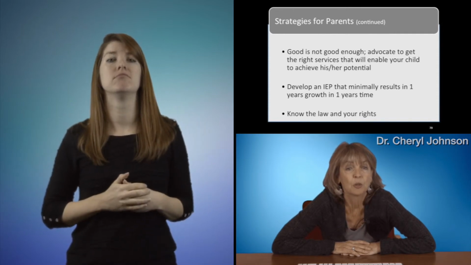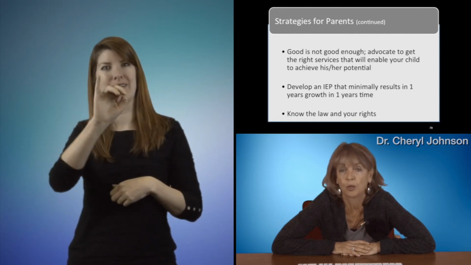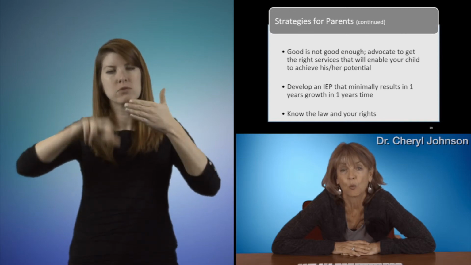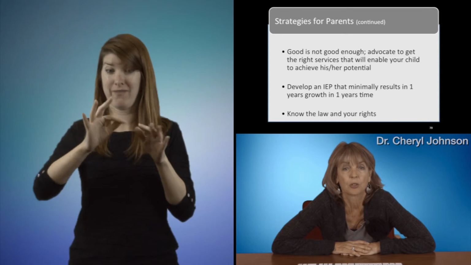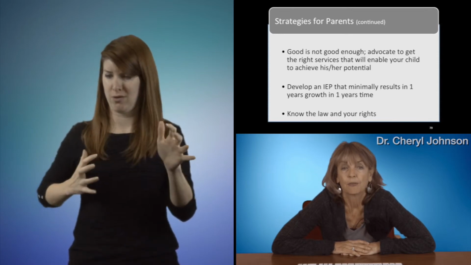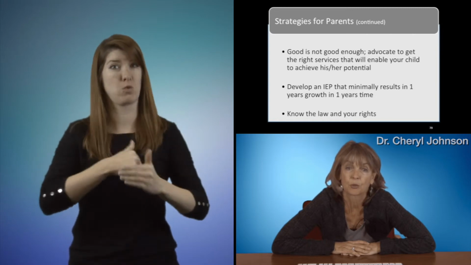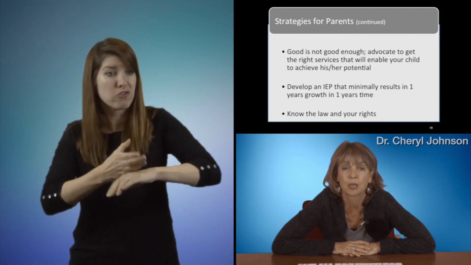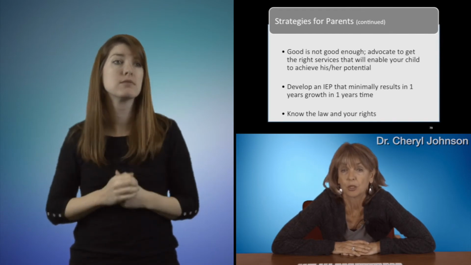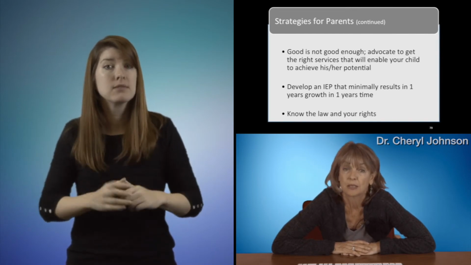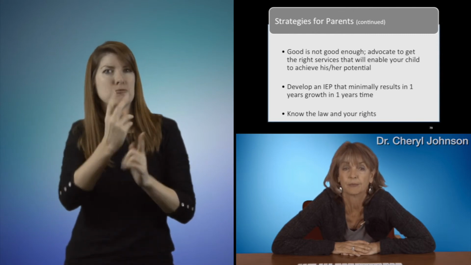When they transition, we want to develop an IEP that minimally results in 1 year's growth in 1 year's time. We really don't want gaps to develop, because once they do, those gaps are hard to close. So if the child is not making the progress that we expected that meets that 1 year's growth in 1 year's period of time, we may need to adjust services. We may need to do some additional assessment. We need to sit down and make some decisions about why not. Why aren't we seeing the growth that we expected?